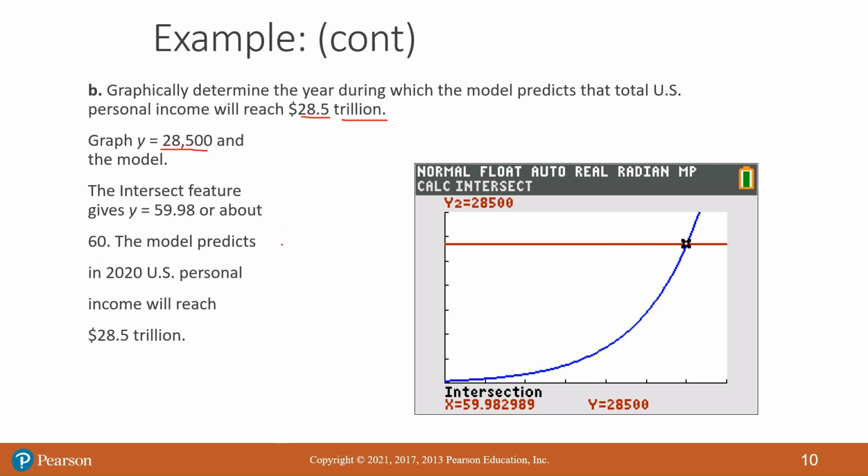Therefore, the model predicts that in 2020, the U.S. personal income will reach 28.5 trillion. Keep in mind they come up with the 2020 because they're doing 1960 plus the 60 that you just found. That's what gives you 2020.